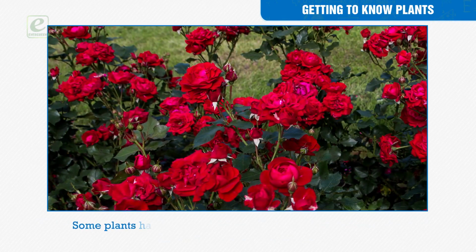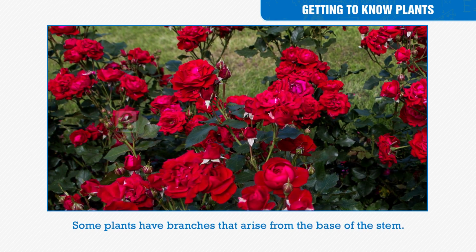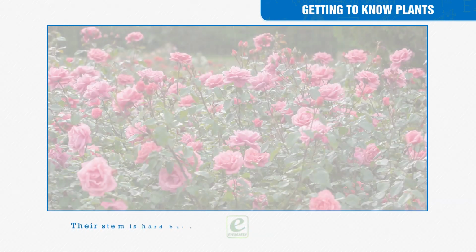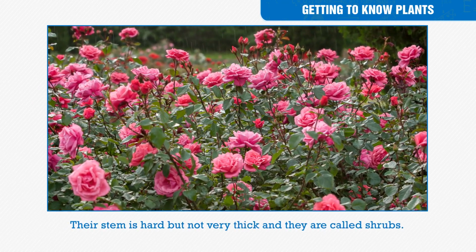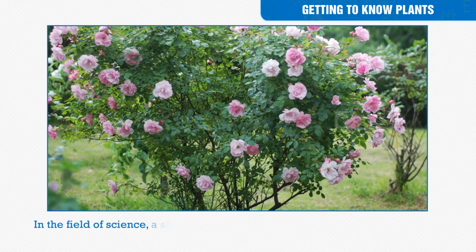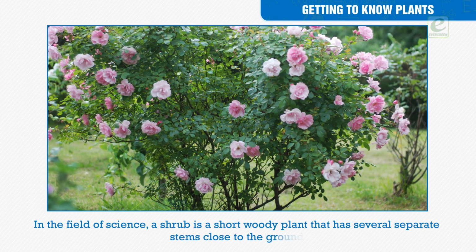Some plants have branches that arise from the base of the stem. Their stem is hard but not very thick, and they are called shrubs. In the field of science, a shrub is a short, woody plant that has several separate stems close to the ground.